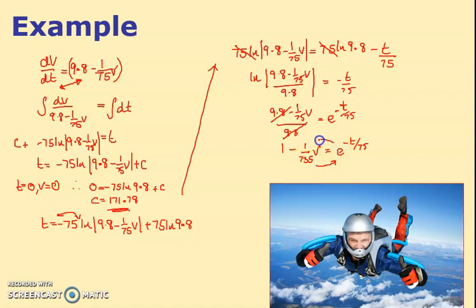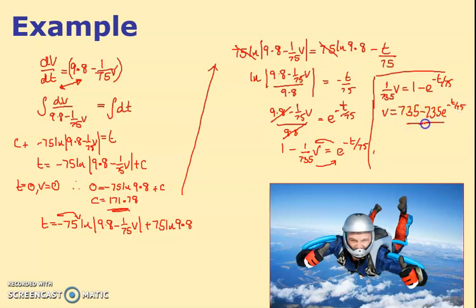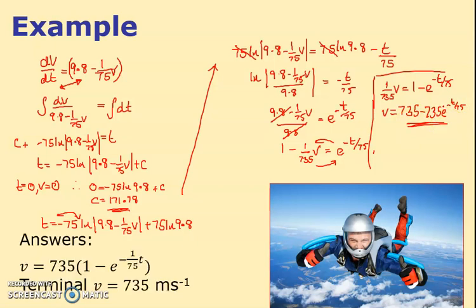So switch those round. I've done a lot of switching. I reckon there's probably a better way to have attacked this. What am I getting there? I'm getting 1 over 735 v equals 1 minus e to the minus t over 75, times by 735. v equals 735 minus 735 e to the minus t over 75. I've got an answer somewhere. Yes, that's the same thing. Correct. After all that, it was right.